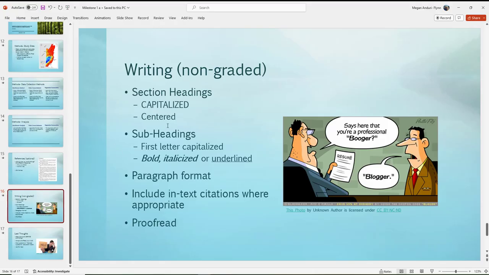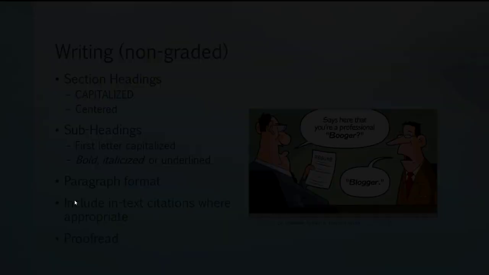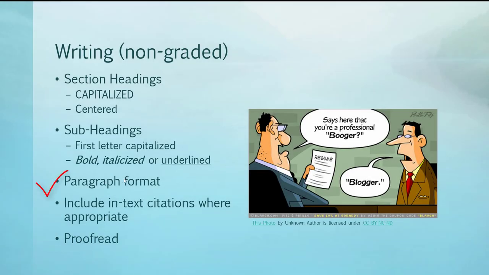Let's see. Everything should be in paragraph format. So we're not doing bullet points. We're not making your method section that's 2 pages long one entire paragraph. You got to break them down into separate paragraphs for easy reading. Separate your ideas. Include in-text citations where appropriate. So whenever you're using information from a source, you need to cite the source that you got that information from.